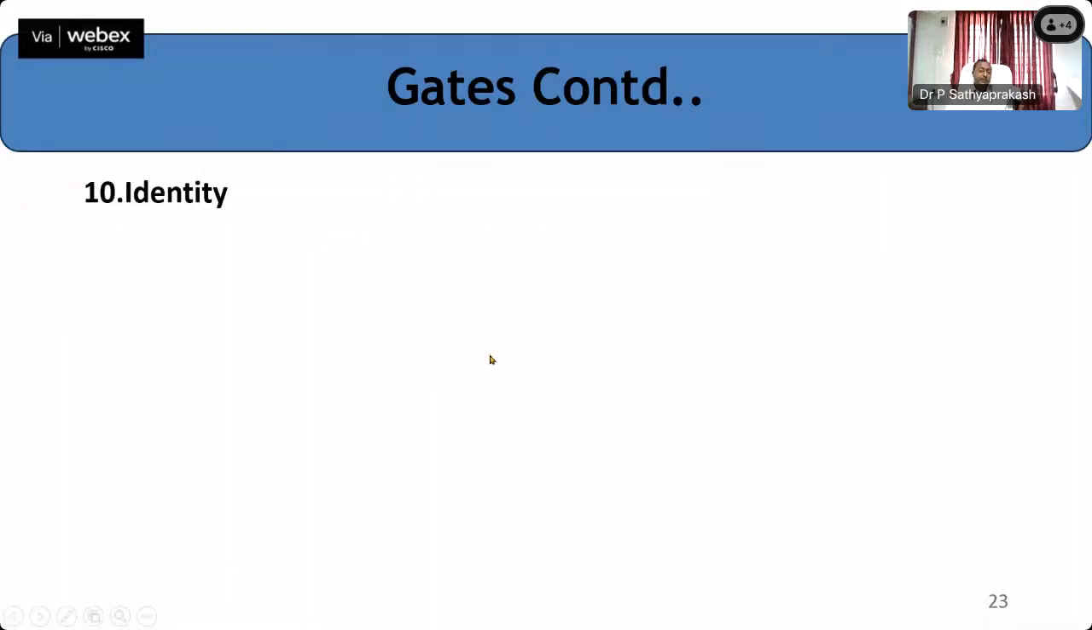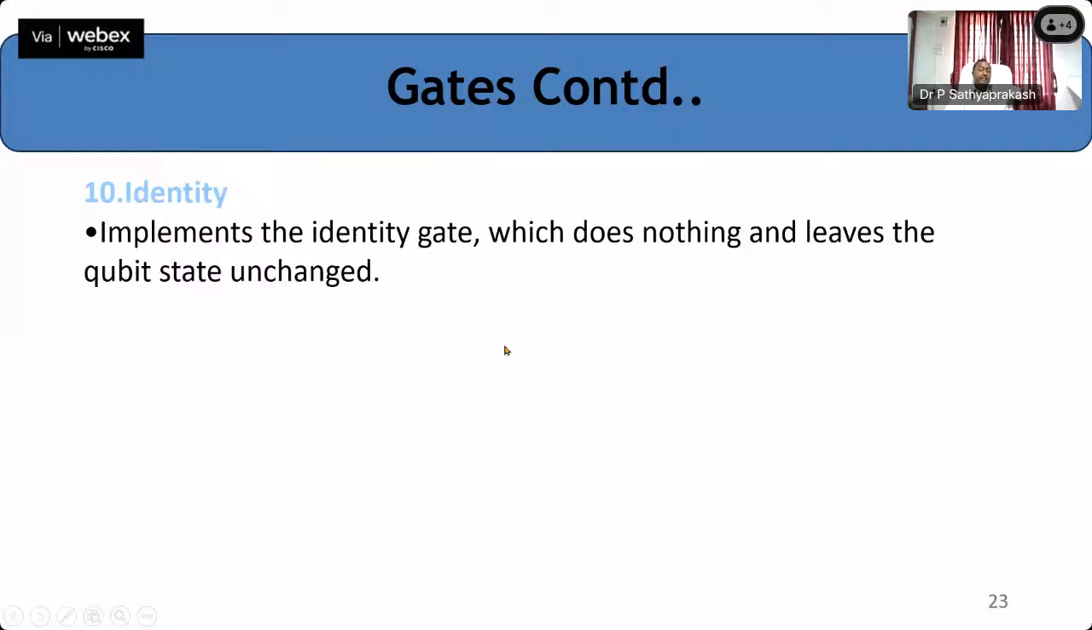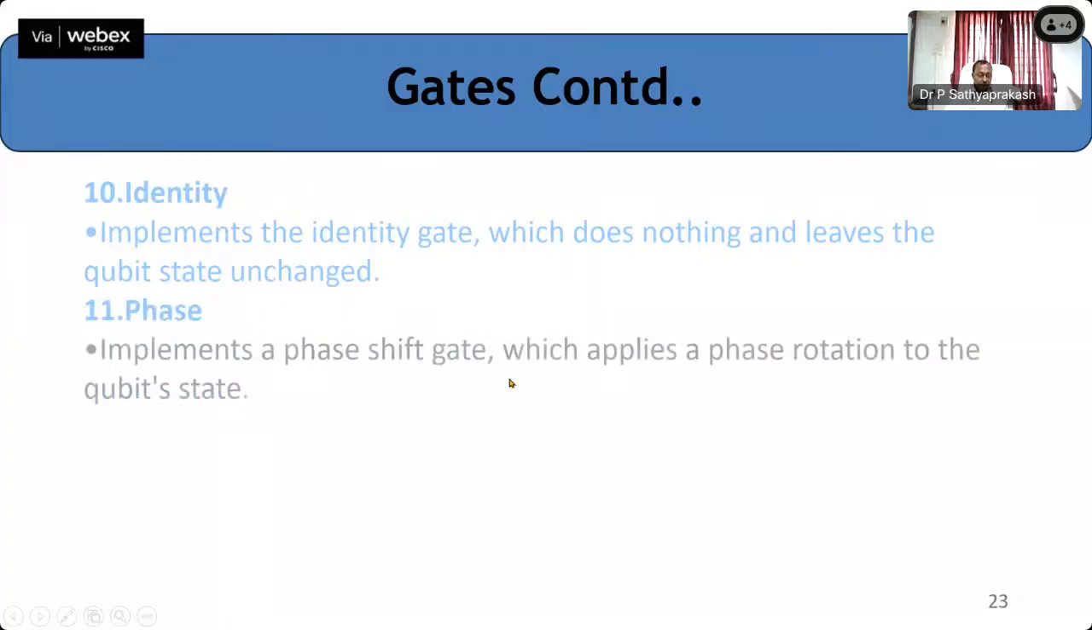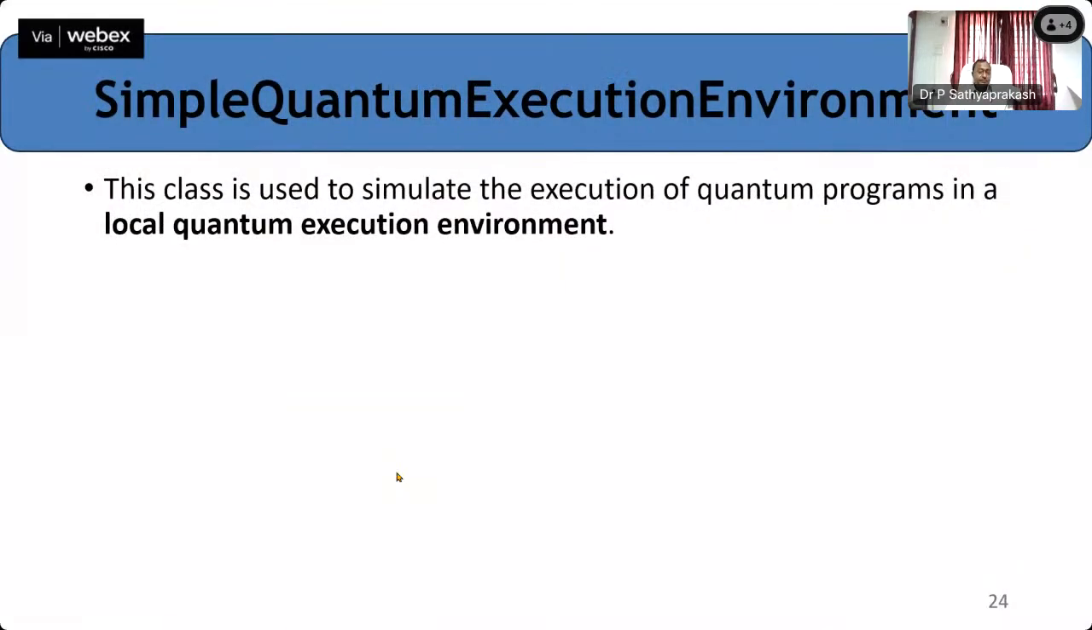Identity gate, it is to replicate. Whichever states we have will be replicated. So that is the identity gate, which does nothing and leaves the qubit state unchanged. Phase angle shifting is done by using the phase gate. Phase rotation to the qubit's state, 45, 90 and so on. So now let us see the first component of quantum programming using Strange.